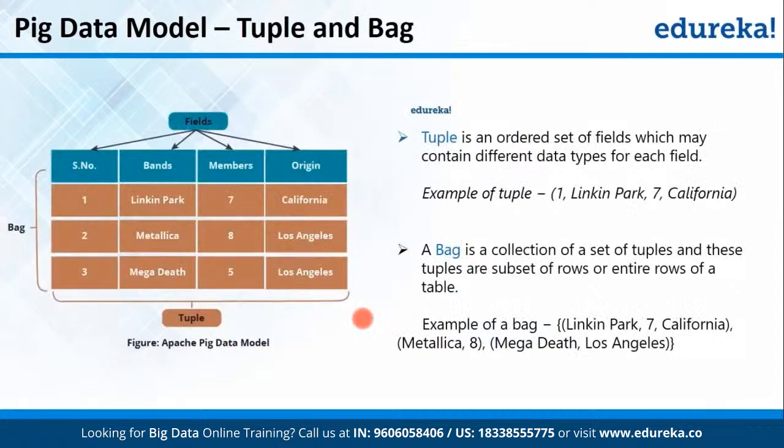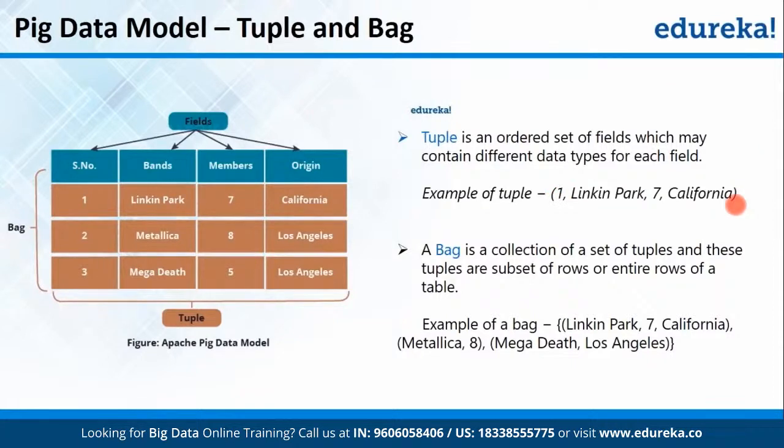So what is a tuple? A tuple is nothing but an ordered set of fields, which can contain different types of data. As you can see right here, there are four fields. So 1 Lincoln Park 7 California could be one tuple. 2 Metallica 8 Los Angeles could be another tuple, and 3 Megadeth 5 Los Angeles again could be the third tuple. So these rows in itself is a tuple. To represent a tuple, you have to put them within the parenthesis. The opening parenthesis is the start of the tuple and the closing parenthesis is the end of the tuple.